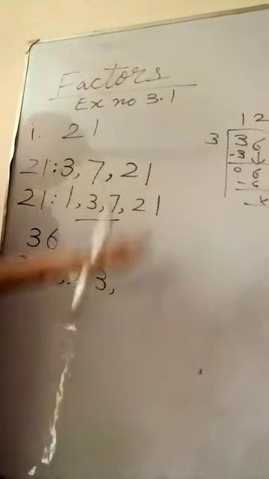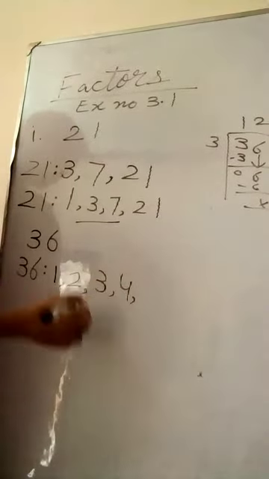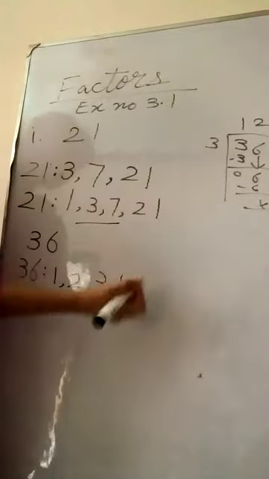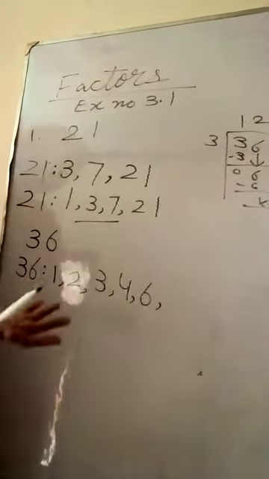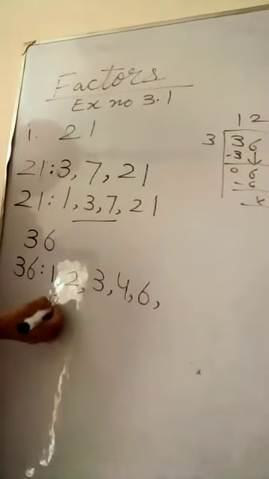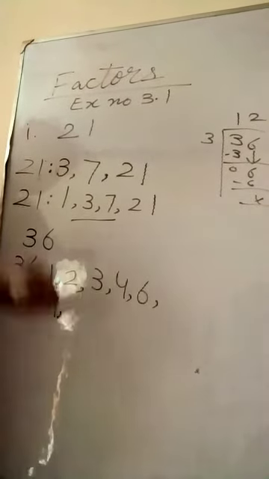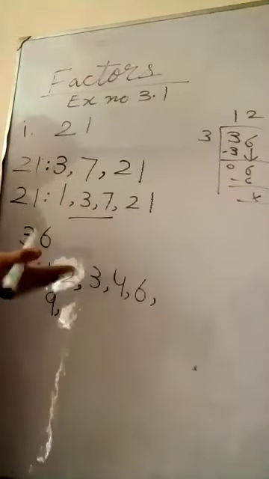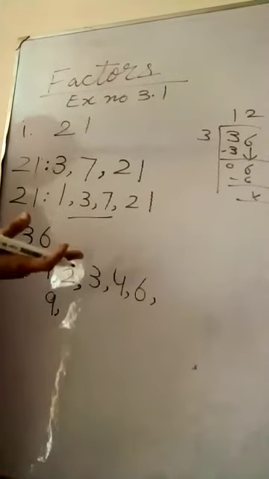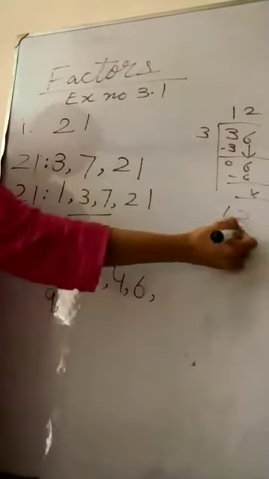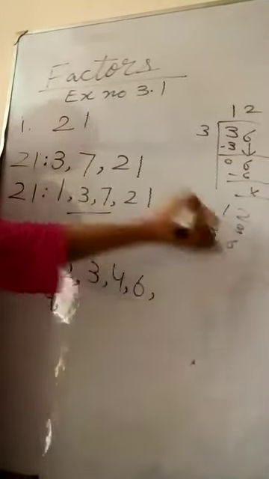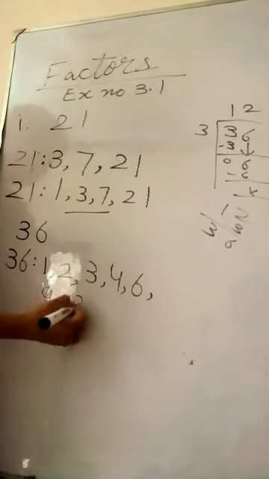Then 4. 4 nines are 36. Yes, it's a factor. 5 is not the factor. 6 times 6 is 36. Yes, it's a factor. Then 7. No. Then 8. No. Then 9. 9 fours are 36. Yes, it is a factor. So check with all the times tables. Then 10 is not possible. Then 11 is not possible. Then 12. 12 threes are 36. Check with 3. 3 twos are 6. 3 ones are 3. So 12 is also the factor.